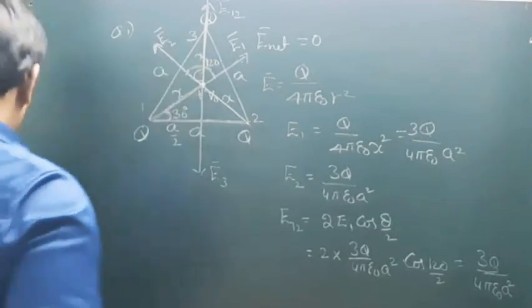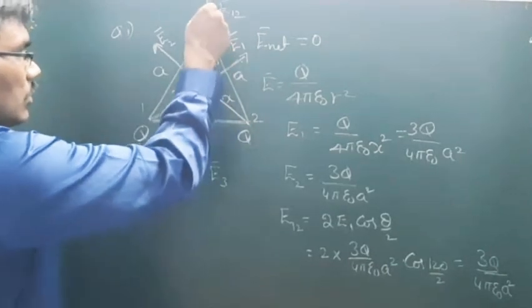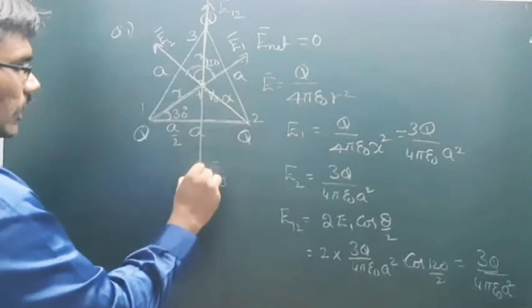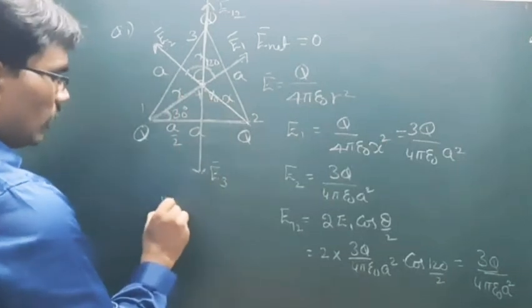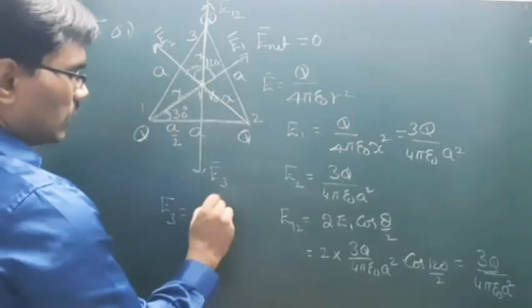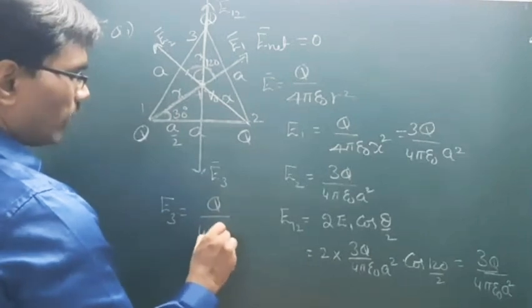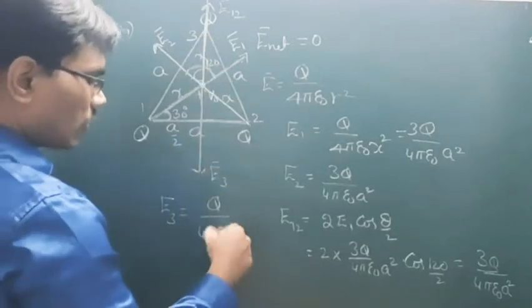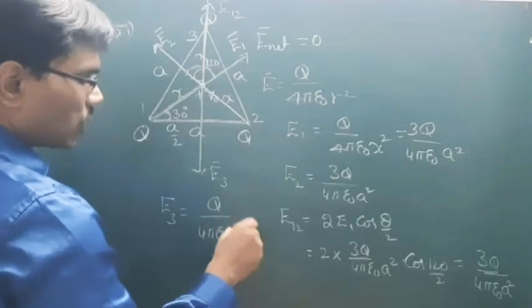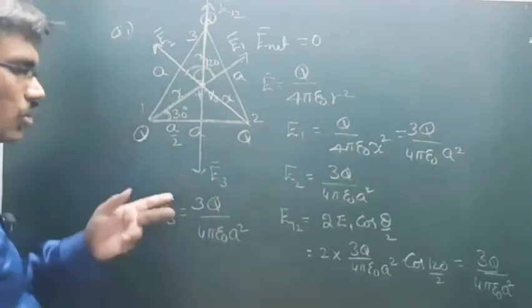Now what is the field due to the third charge? The field due to the third charge is vertically downward. Now what is the value of E3 here? E3 is also q by 4 pi epsilon naught x square, where x is a by root 3. So root 3 square means 3 goes to the numerator.